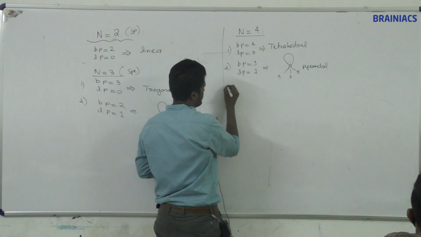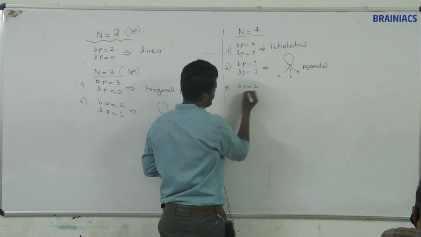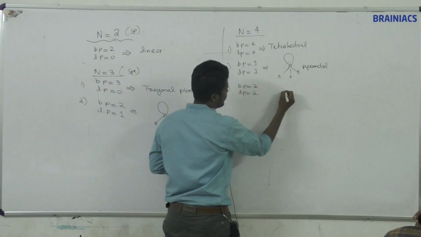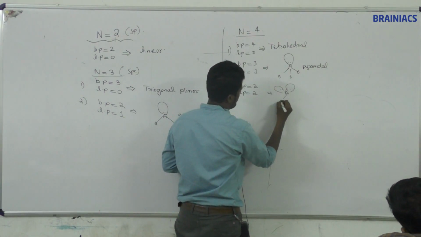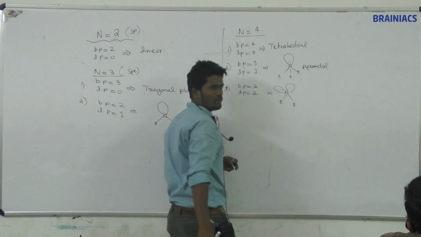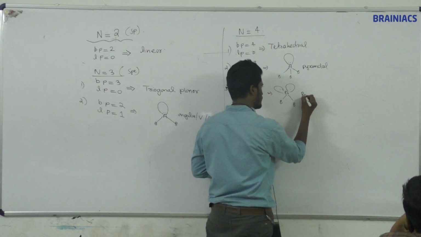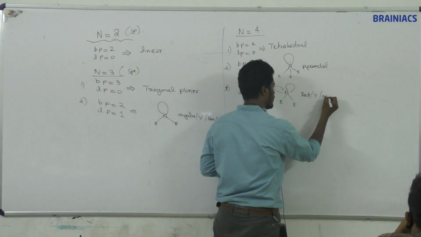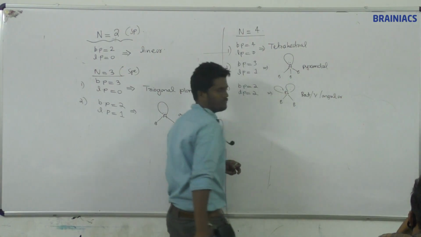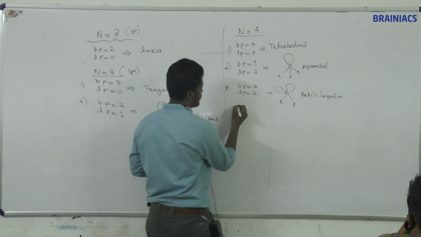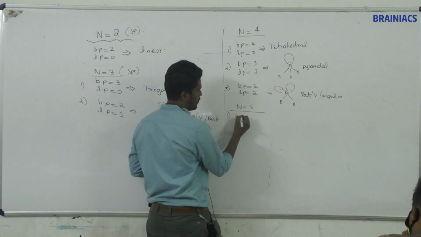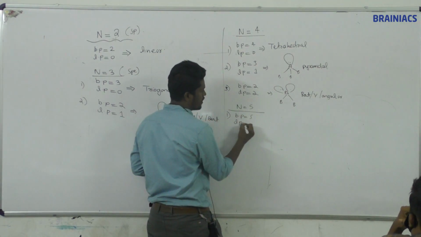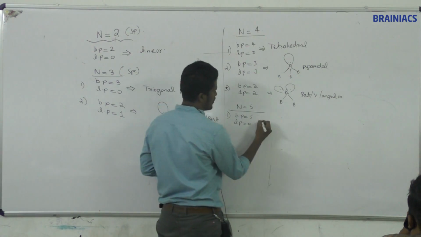And the third one: bond pair is equal to 2, lone pair is equal to 2. So that is lone pair and bond pair. So what is the structure? Bent, V or angular. Okay, and next one, n is equal to 5. Bond pair is equal to 5 and lone pair is equal to 0. So what is the structure?